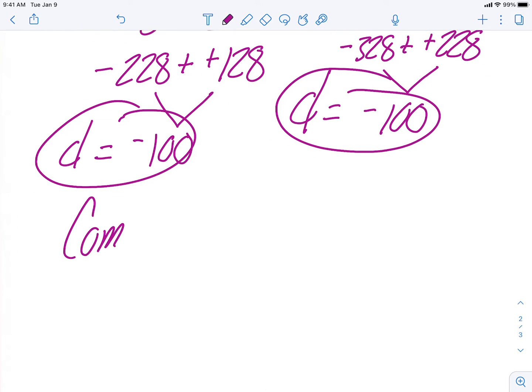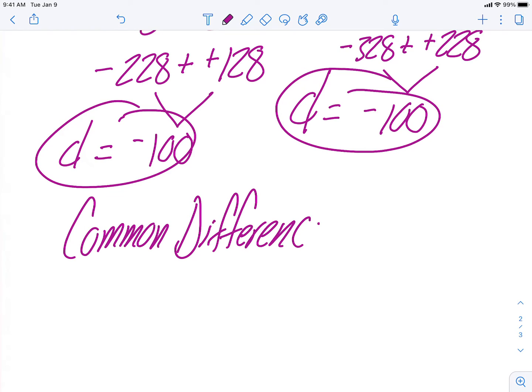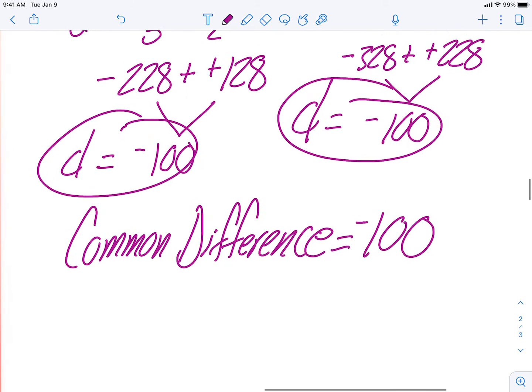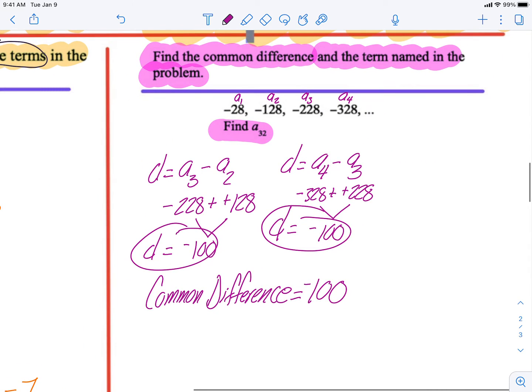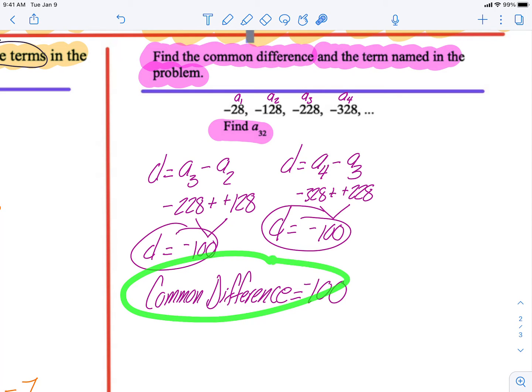So we say common difference is equal to negative 100, excuse me. Negative 100, okay? So find the common difference. We found it. Okay? Find the common difference.